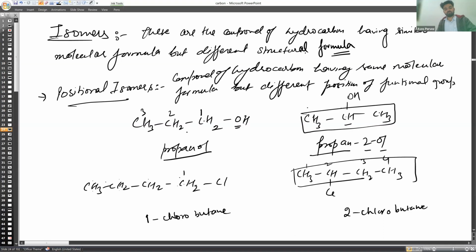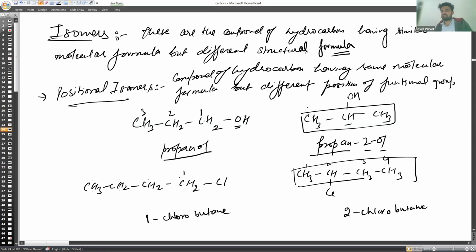Let me explain one more time that there are different types of isomers. What are isomers first? Isomers are those compounds of hydrocarbons which have the same molecular formula but different structural formula. There are different types of isomers. There are other forms also, but they are not in our syllabus. In 10th standard we are just going to study three only.